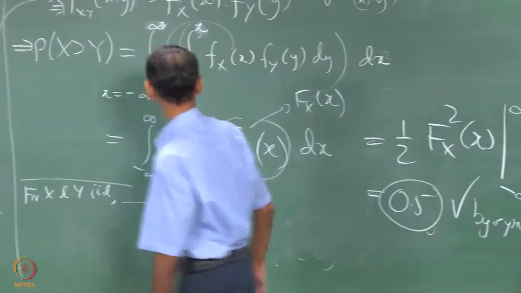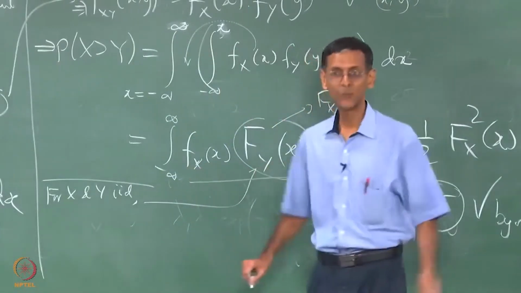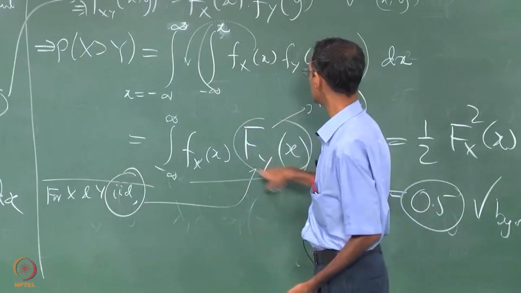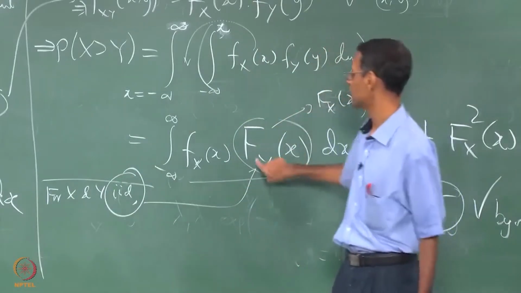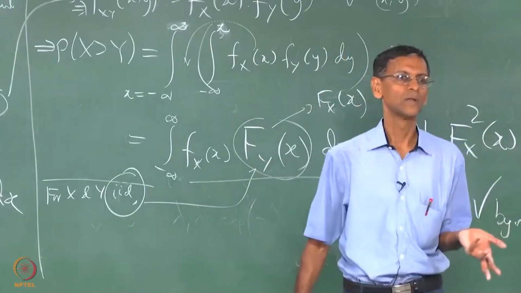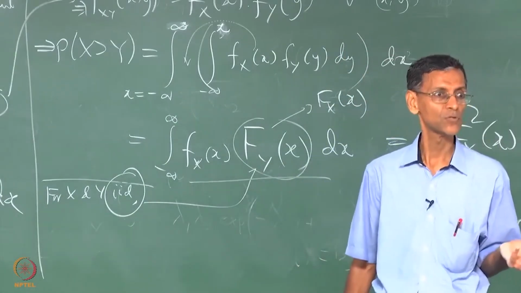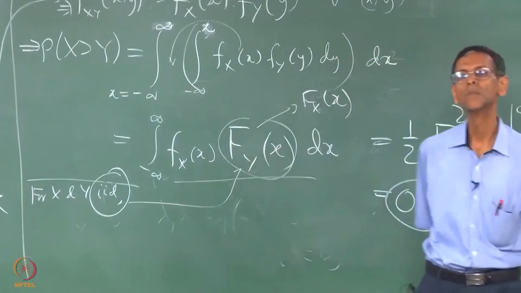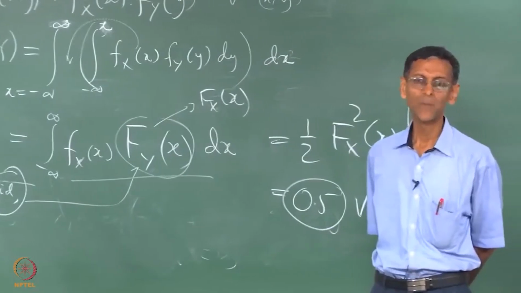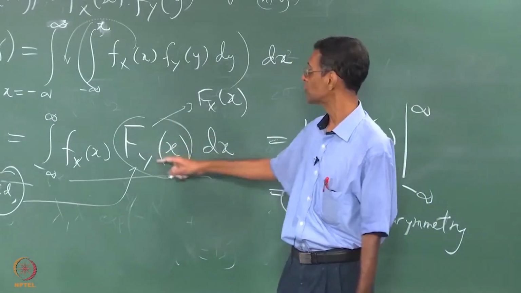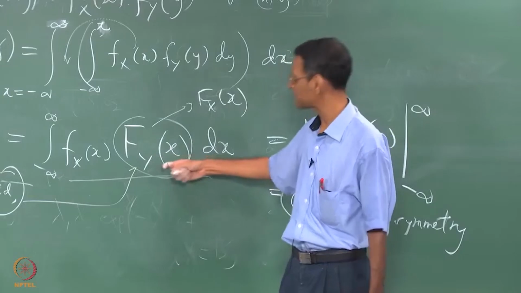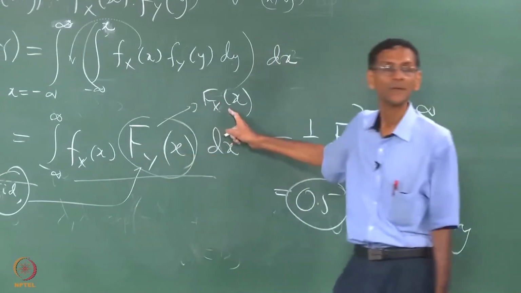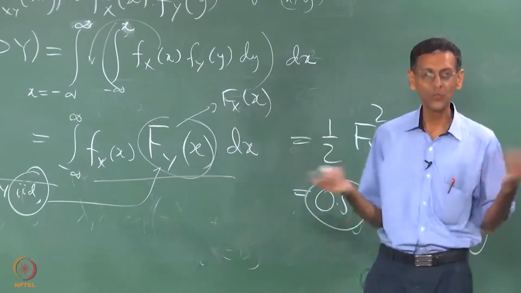So in general, of course, if x and y were not IID, then this would not be the same as this, and you cannot proceed unless you know the exact distributions. You can proceed only if you know the form of this and this. In the Gaussian case, for example, you could not evaluate this in closed form because you don't even have an expression for this in closed form. You only have this, you don't have this. So you would have to do numerical integration.